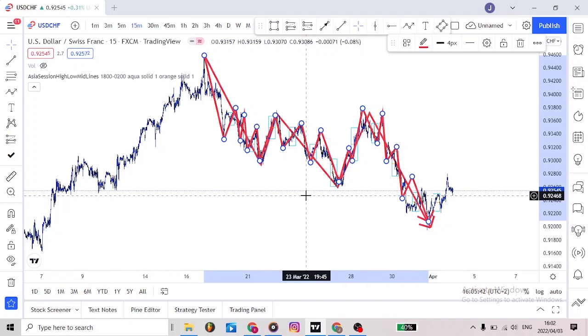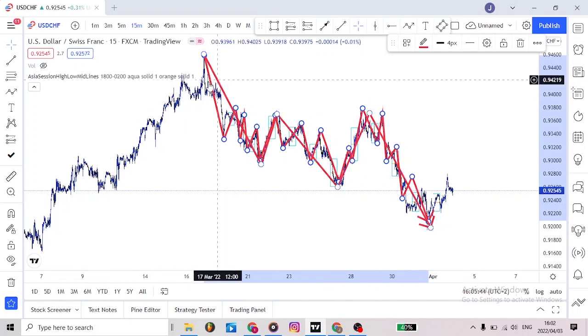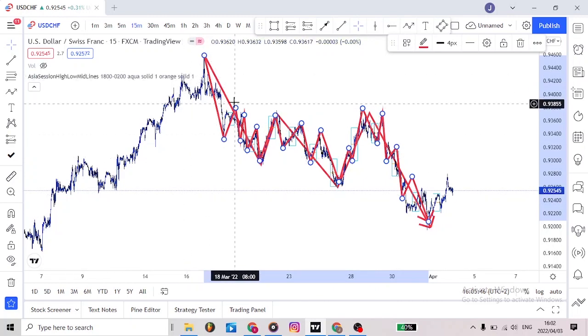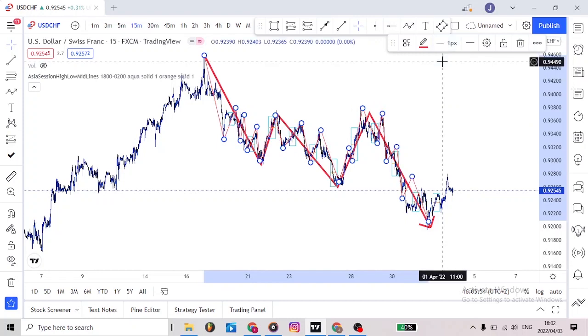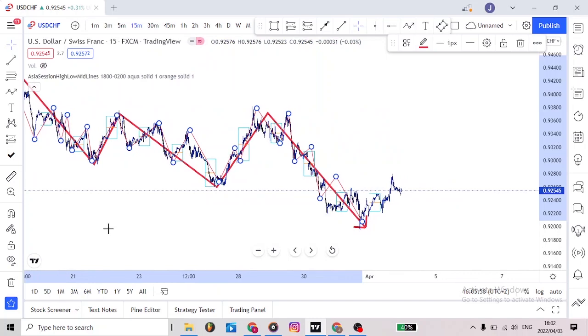Okay, so we have a downtrend. Here you can see we had a downtrend within a downtrend and an uptrend within an uptrend. So let me change the thickness of that, and let's dive deep in. Let's zoom in.